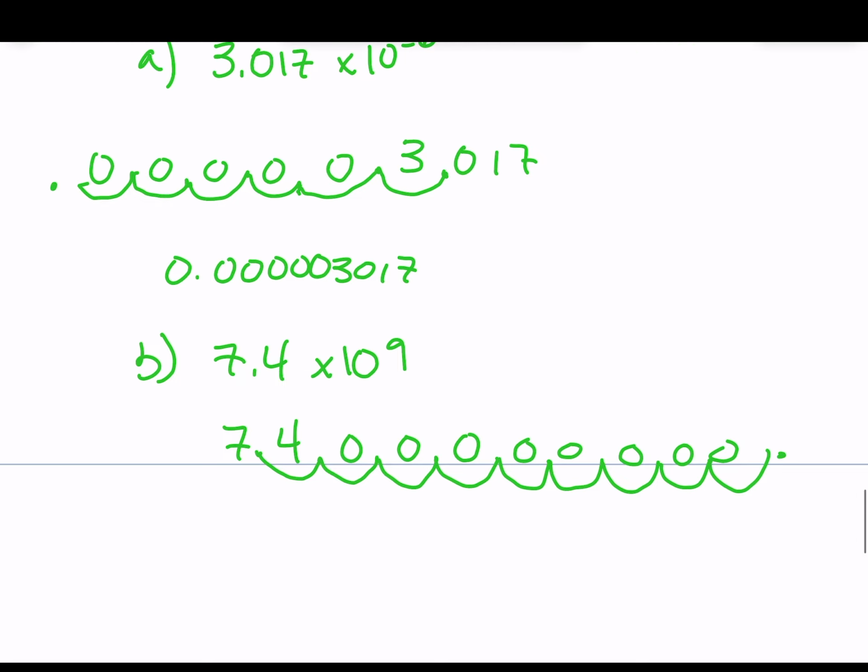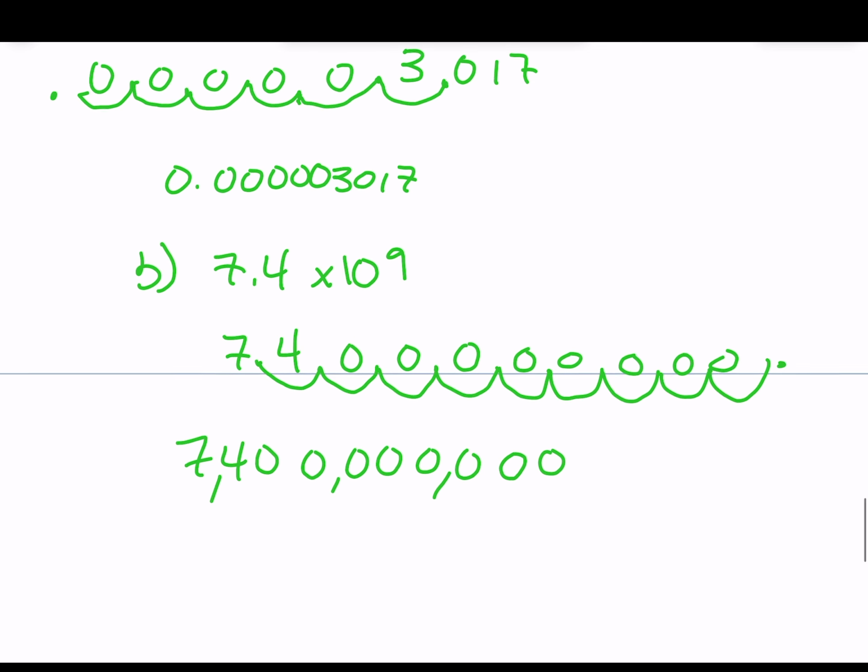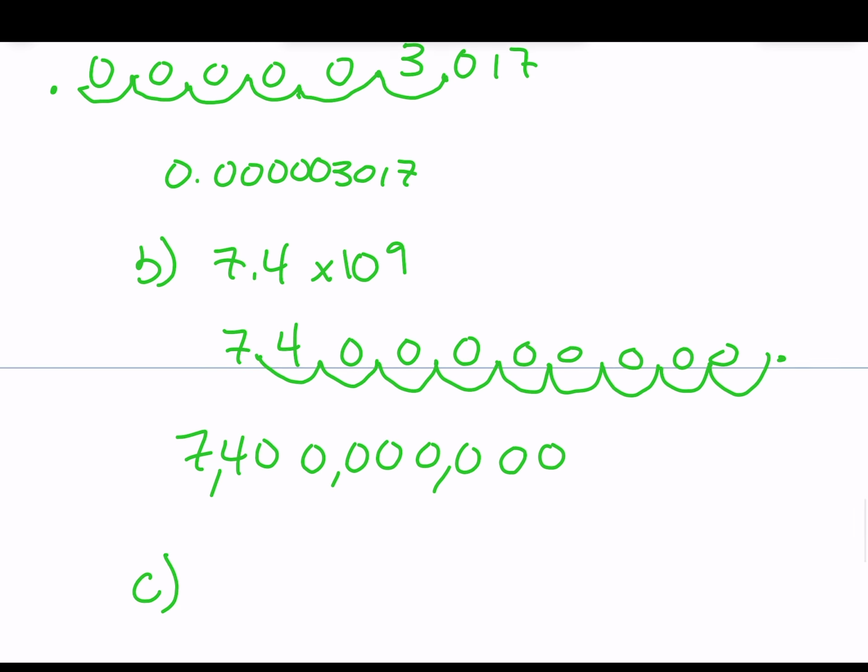And so we can do one more rewrite. 7, 4, 0, 0, 0, 0, 0, 0, 0, 0. We can go back and put a comma for every 3 zeros we have, or 3 spaces. So we have 7,400,000,000. Okay, let's try one more.